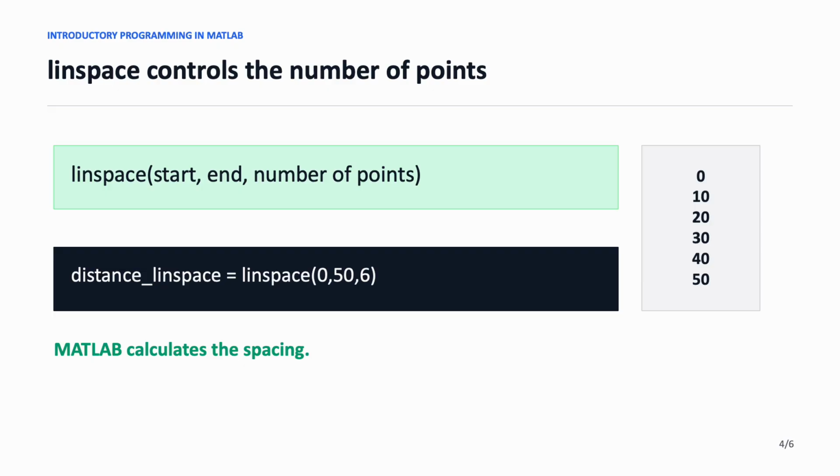Another option is MATLAB's built-in linspace function. Linspace also creates evenly spaced values, but instead of specifying the step size, we specify how many points we want. The function takes a start value, an end value, and the number of points. In this example, we start at 0, end at 50, and ask MATLAB to generate 6 equally spaced points. Let's see how this works in MATLAB.